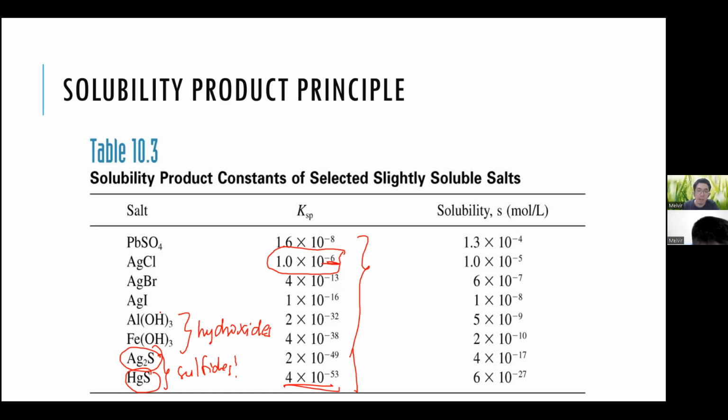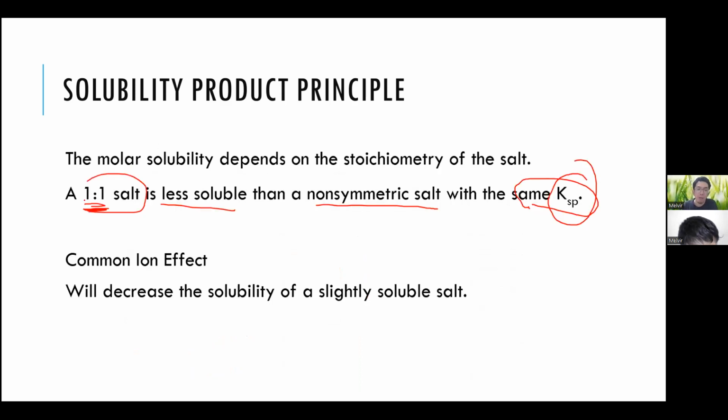Calcium hydroxide. Ayun. Yung calcium hydroxide ko, Josh, ay 7.9 times 10 to the negative 6. Ilang atoms or groups ang meron sa calcium hydroxide, Josh? 1, 2, 3. 3, correct, no? So, 2 hydroxides, then 1 calcium. Calcium sulfide, on the other hand, is 1:1: 1 calcium and 1 sulfur atom. 8 times 10 to the negative 6. Slightly higher, no? Yun yung sinasabi ng rule na yan: a 1:1 salt is less soluble kumpara sa non-symmetric salt.